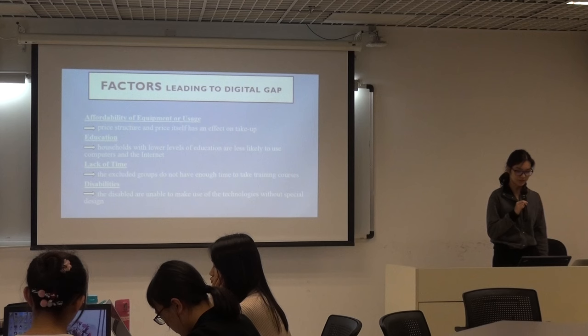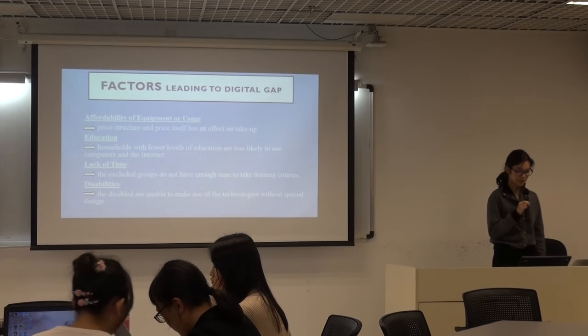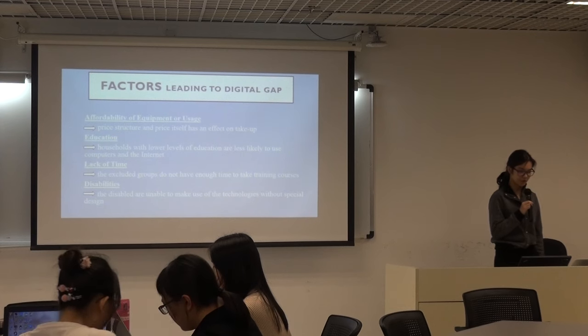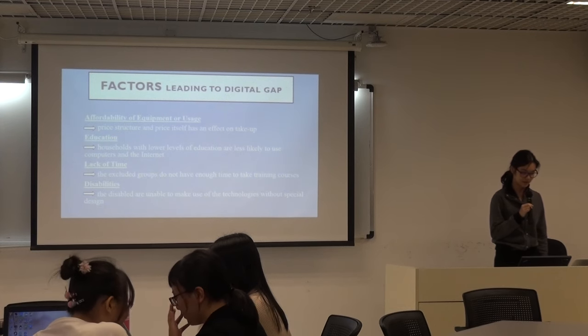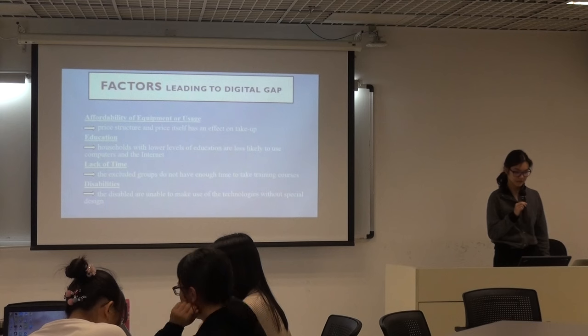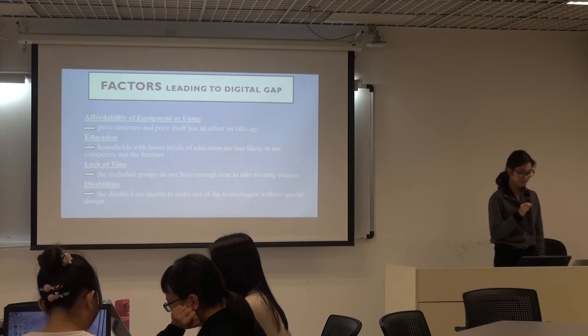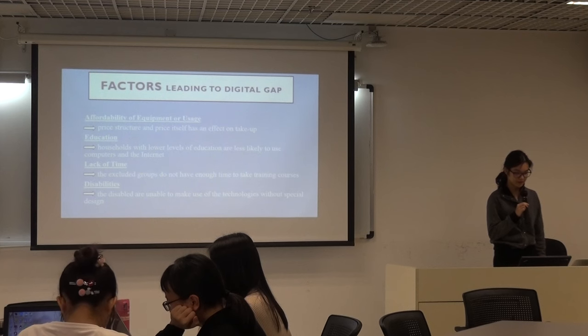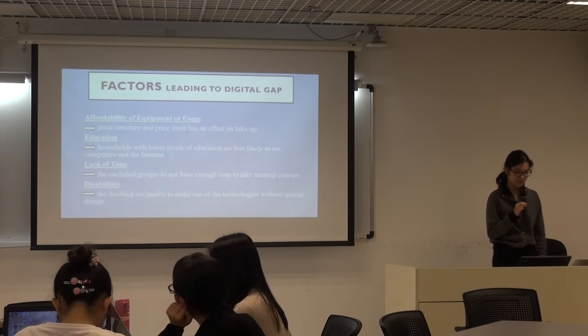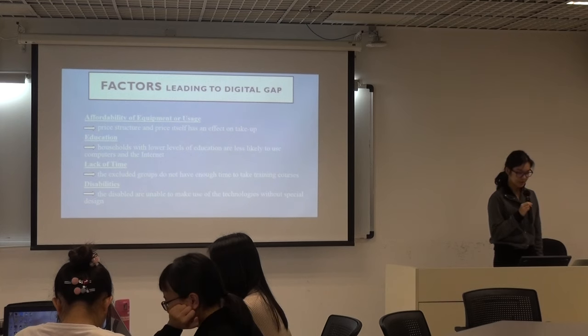And the third one is about lack of time. The excluded groups do not have enough time to take training courses or to travel to an internet cafe. They prioritize other activities over learning how to make use of technology. And the last one is about disabilities. The disabled are unable to make use of the technology without the proper design, so it is essential to make improvements in design in order to make effective use of technology.